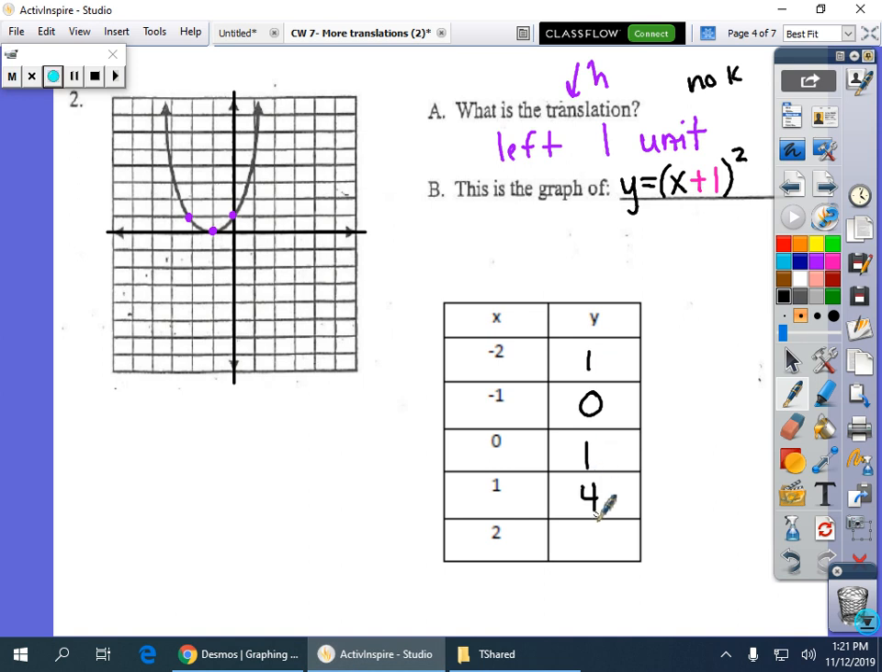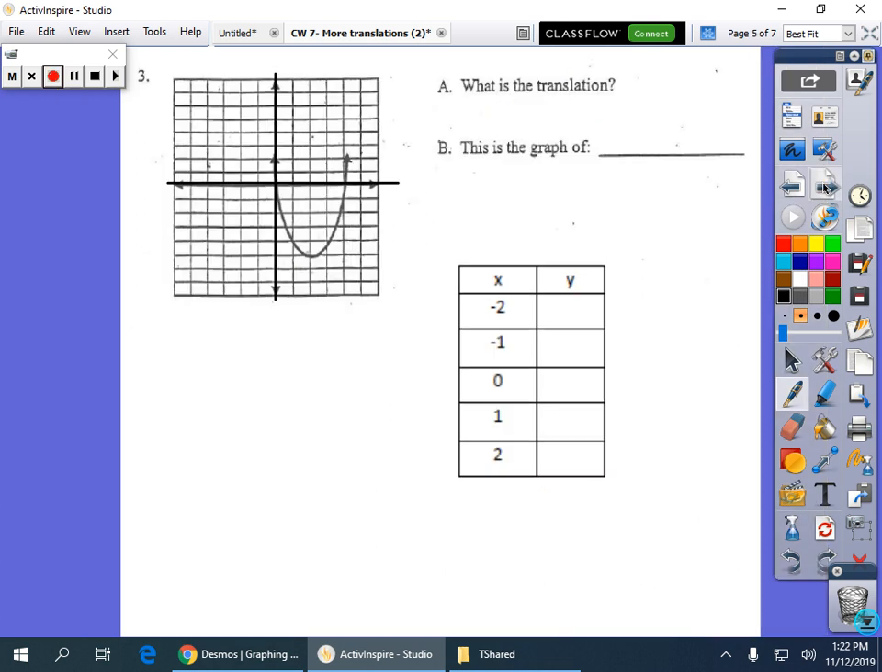I could figure out what 2 is if I plug 2 in. 2 plus 1 is 3, and 3 squared is 9. Okay, number 3. This one moves a little bit. So compared to 0, 0 here, I'm moving right 2 and down 1, 2, 3, 4, 5. So right 2 and down 5 units.